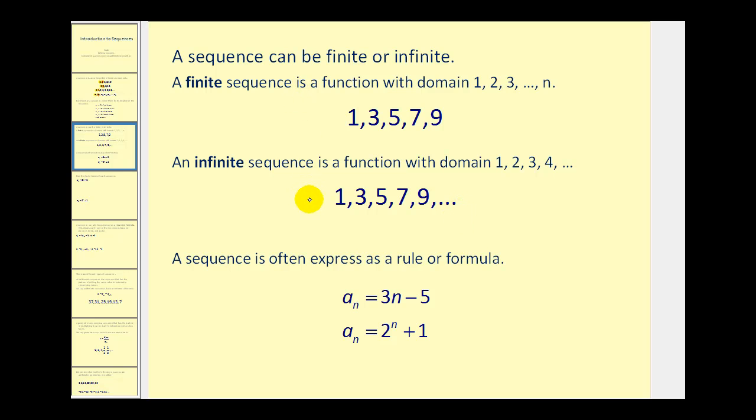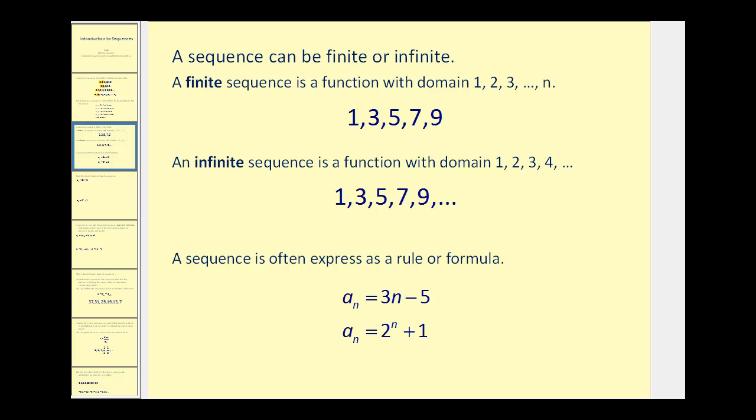Both types of sequences can be considered a function, where the domain would be 1, 2, 3, and so on, referring to the position of the term in the sequence, and the range would consist of the set of terms that make up the sequence. And often a sequence is expressed as a rule or formula, as we see here. So the value of n is based upon the term that we're looking for in the sequence. So if we want a sub 1, the first term, that means n is equal to 1. If we want the third term, that means we're looking for a sub 3, so n is equal to 3.